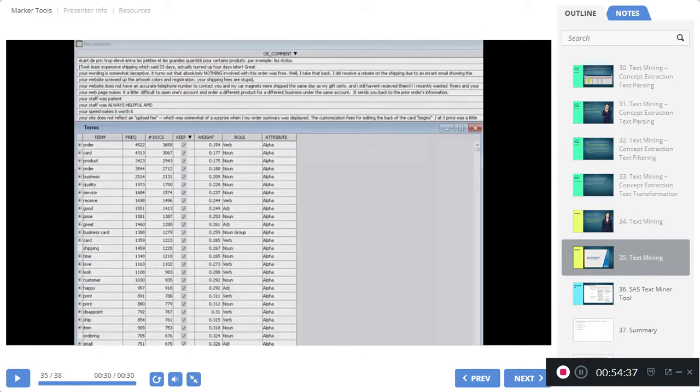The process begins in SAS Text Miner. This is the interactive filter viewer. It displays the raw survey responses at the top and a frequency list of terms below. In examining this list, it becomes possible to see some of the key things the survey respondents are talking about. Words like order, quality, service, shipping.